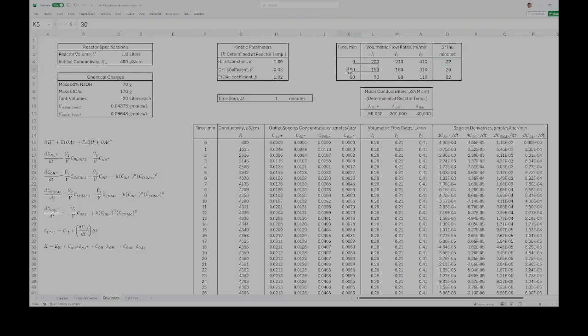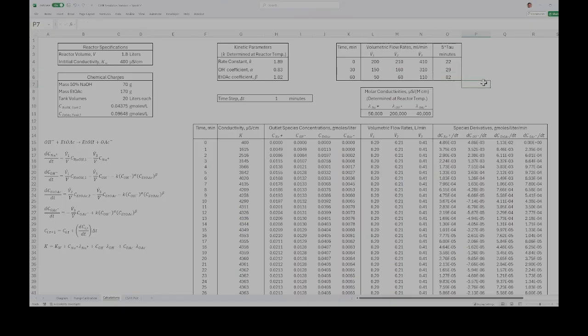So I selected 30 minutes for the change in flow rates from 200 and 210 to 150 and 160. So at 310 total flow, the 5 times tau is 29 minutes. So I want to make sure another 30 minutes have elapsed until I make my next change. So at 60 minutes, I'll change my flow rates. And we want to allow a significant amount of time to elapse to reach steady state for that last one. In this case, 82 minutes.